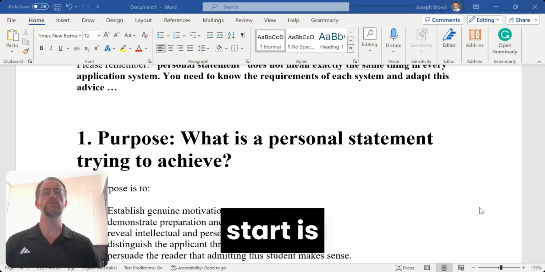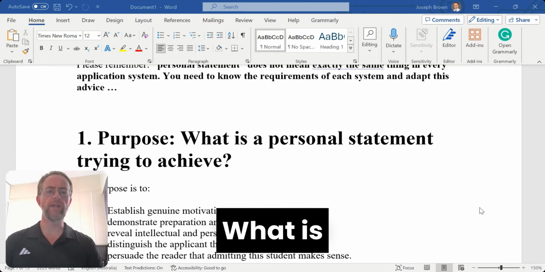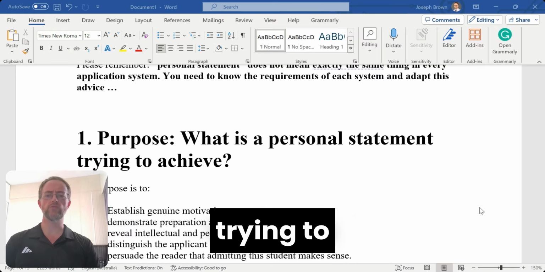With all texts, if I'm analyzing them, if I'm creating them, I think number one, the most important place to start is the purpose. So we are looking at a personal statement. What is a personal statement trying to achieve?